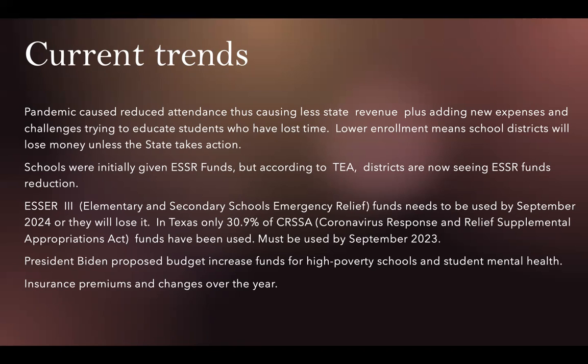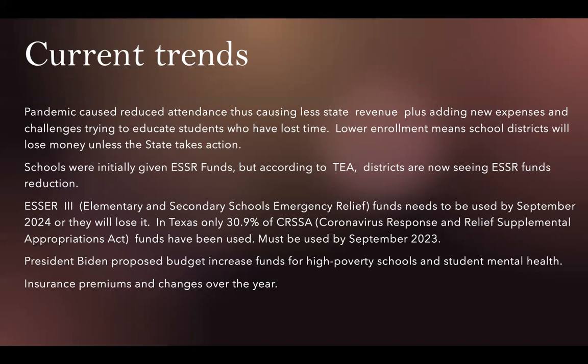So they have ESSER 3, which is the Elementary and Secondary Schools Emergency Relief. These funds need to be used by September 24 or they'll lose it. As you can see in Texas, only 30.9% of CRSSA funds, which is the Coronavirus Response and Relief Supplemental Appropriations Act funds, have been used. These also have to be used by September, but in 2023.